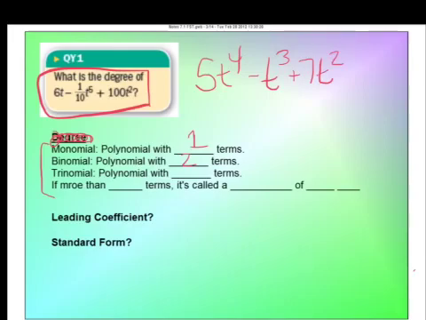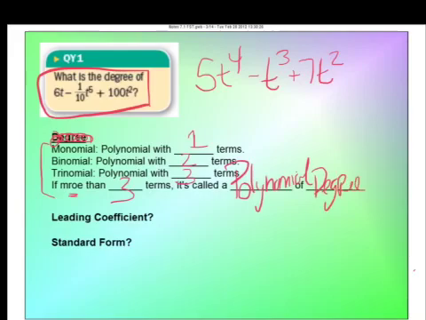That would be a trinomial, something with 3 terms. And then lastly, be careful on the spelling there, if there's more than 3 terms, we don't call it a trinomial. Specifically, what we do is we call it a polynomial of degree n. And you would fill in whatever degree it has.